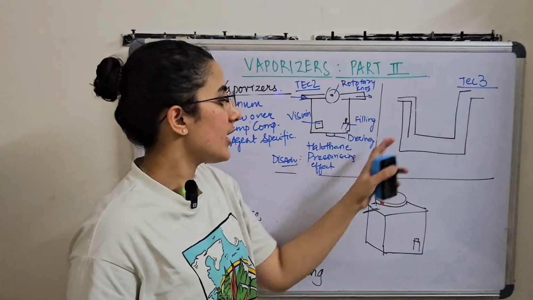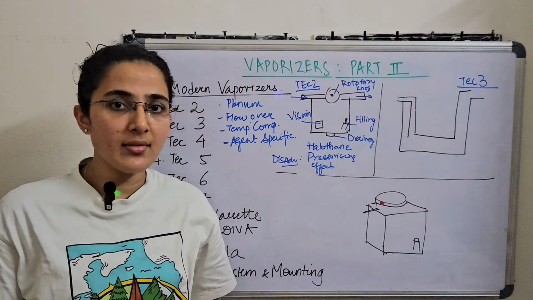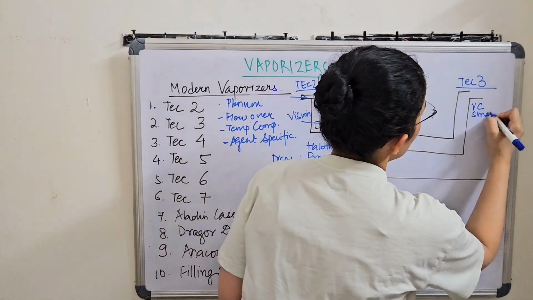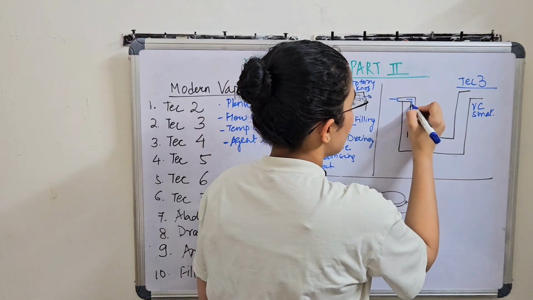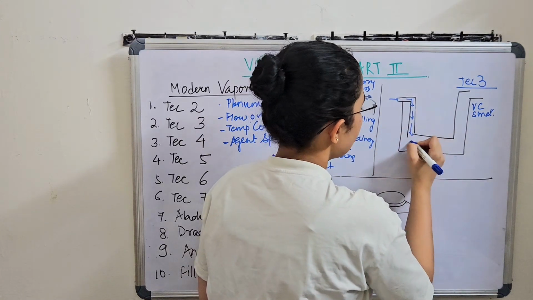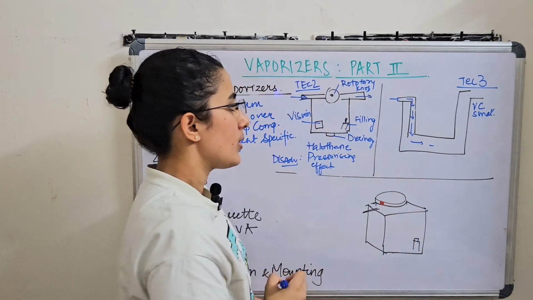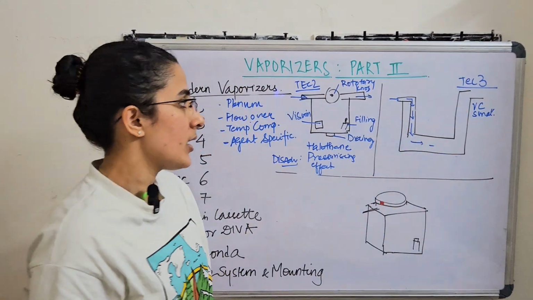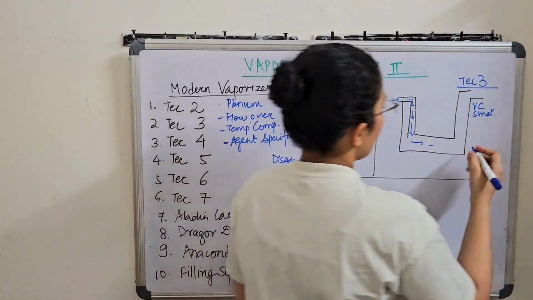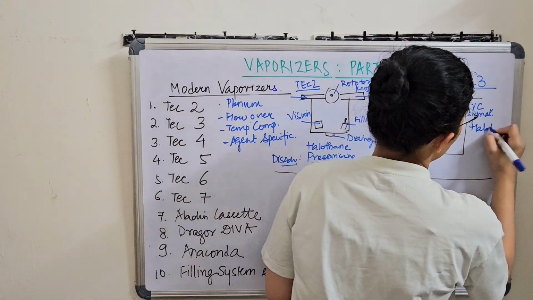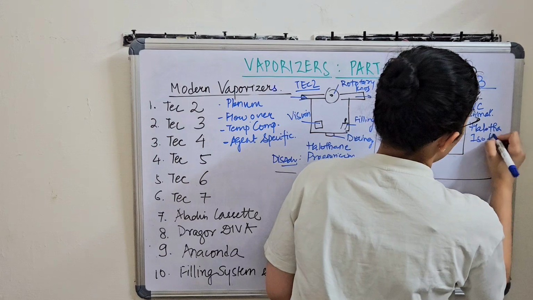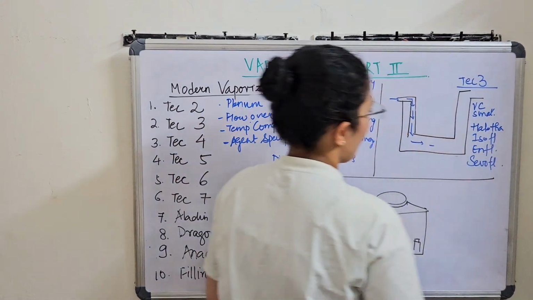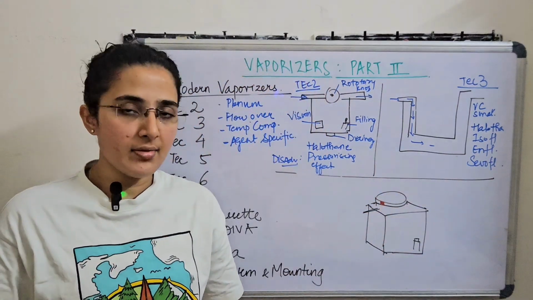Okay. So what they improvised from the Tech 2 to the Tech 3 vaporizer is that they made the vaporizing chamber smaller. They increased the route to the vaporizing chamber so that the pressurizing effects will not come into the picture. Right. The Tech 3 vaporizer was available for halothane, isoflurane, enflurane and sevoflurane. Okay. So this is the Tech 3 vaporizer.